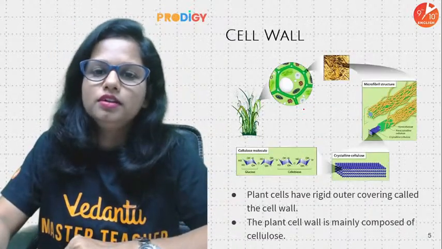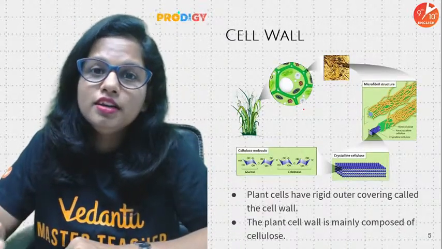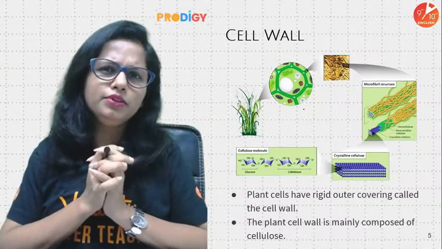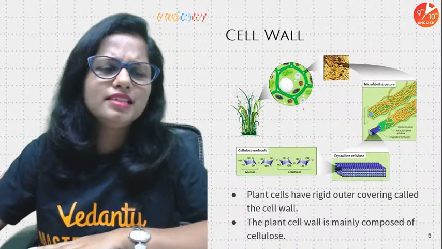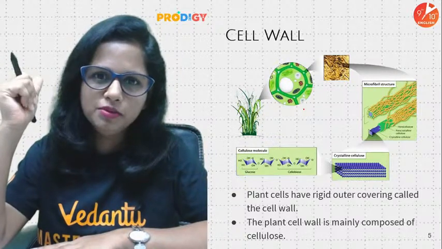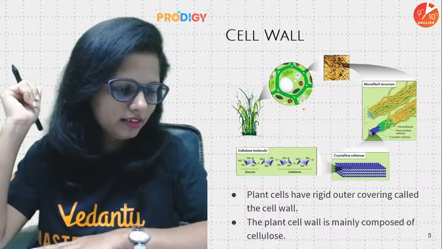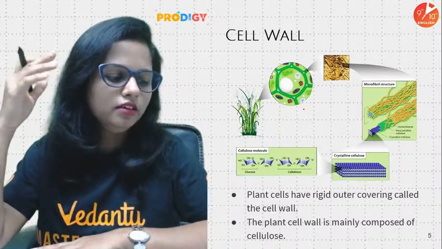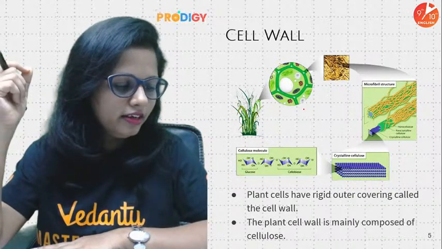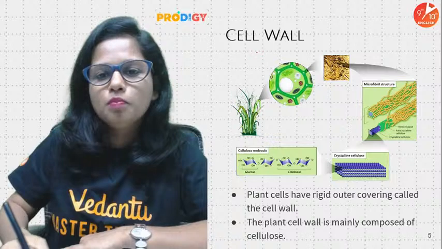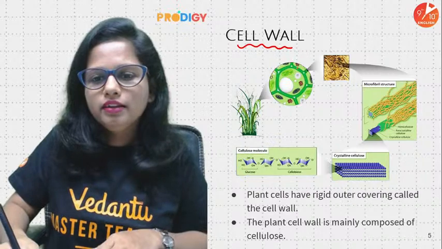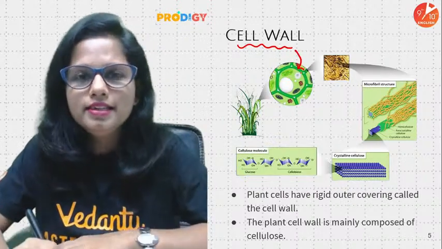However, plants have an additional layer present on the outer side of the cell membrane. Can you tell me, guys, which is this layer? That additional layer is known as what? Unknown person, post your doubts, I'll be resolving on the go. Yes, people, cell wall. Yes, that's the cell wall. So plants have an additional layer present on the outer side of the cell membrane, and this additional layer is called the cell wall.